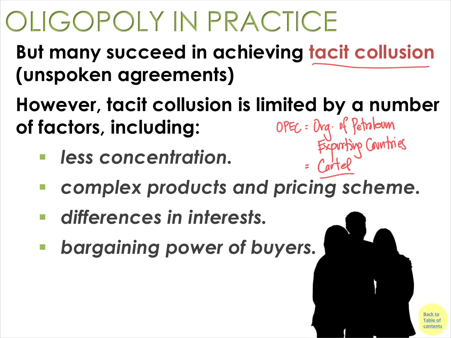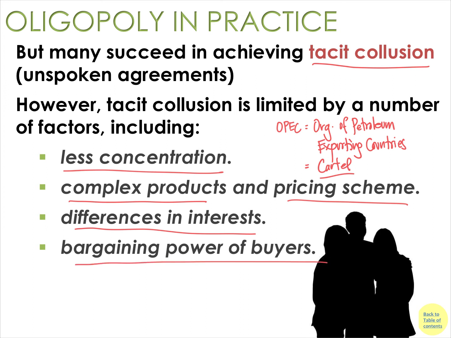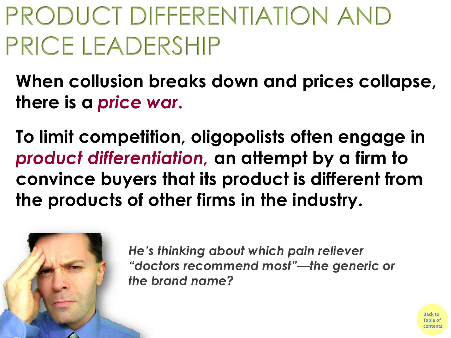But it's hard when you've got a lot of different firms and it's less concentrated. It's harder to get everyone together to agree. If it's complex products and pricing schemes, it's easier for people to cheat on each other because they can hide. If there's differences in what you're trying to do, profit versus growth, for instance, and if the buyers have some bargaining power, then you're going to be limited in how much you can extract from them. And there's even one more strategy called price leadership.